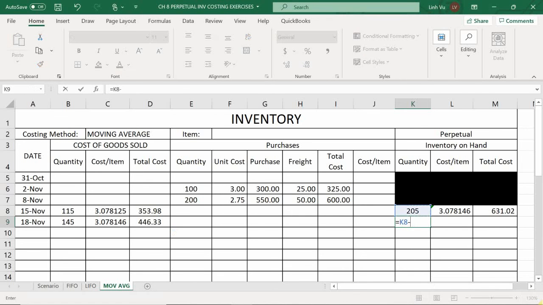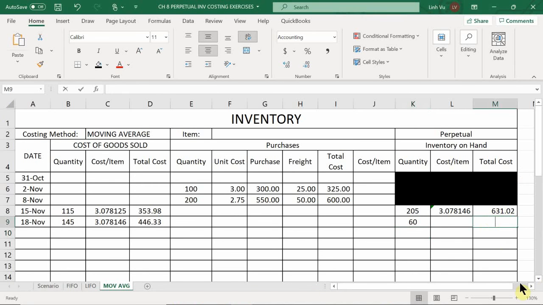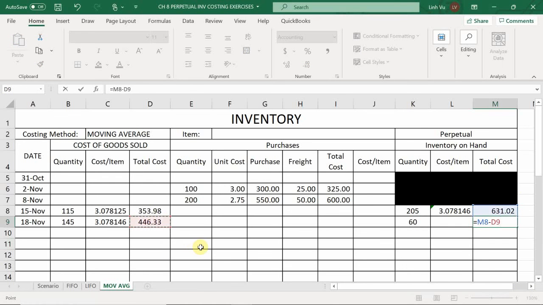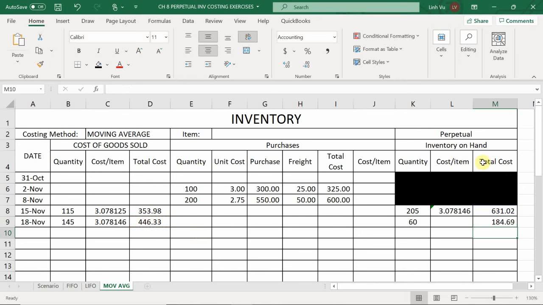Equals 205 minus 145. So it gives us 60. Good. And then we take the 631.02 plus the 446.33. Not plus, oh, minus. Good, because we sold it. So it gives us 184.69. Good. And then divide that by the 60. Gives us 3.07816667. Good.